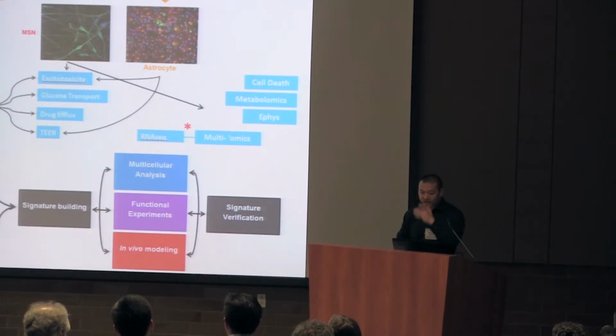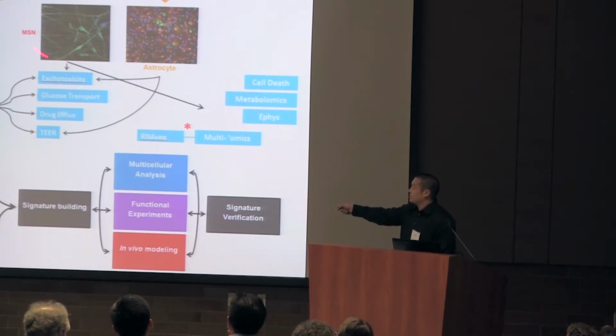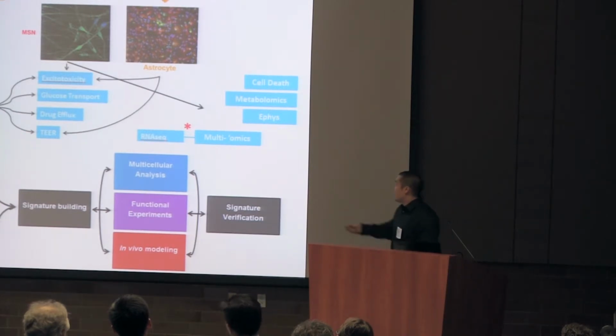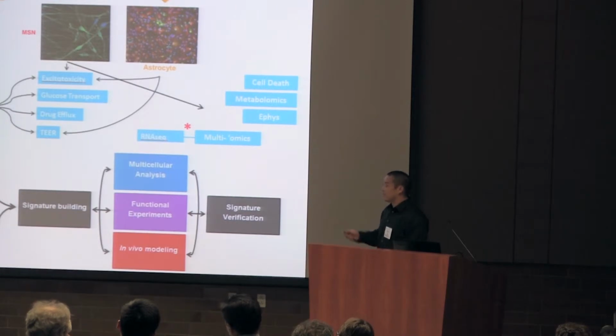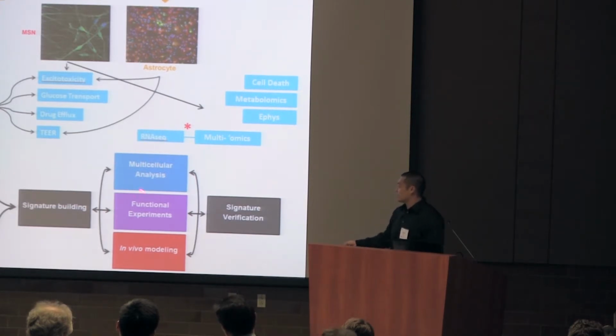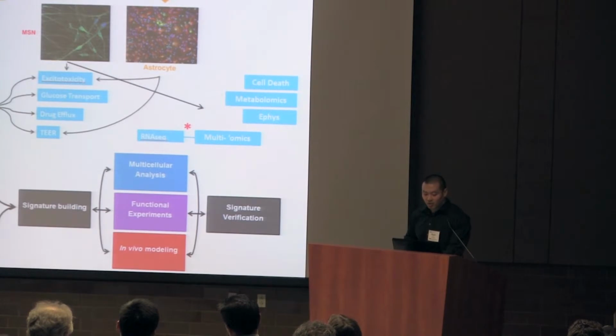The approach right now in the lab is outlined here in this flowchart: to generate medium spiny neurons, or striatal-like cells, as well as astrocytes and even brain endothelial cells. We take all these cells and do various functional assays, as well as multi-omic analysis. Mainly here at UCI in our lab, we do RNA-seq to analyze the transcriptome. We are generating these signatures for each of these cell types, and then using an iterative process where we build signatures using multicellular analysis as well as functional experiments and in vivo experiments to guide us for signature verification, and then back to signature building. That's the overall flow and the approach that we're taking.